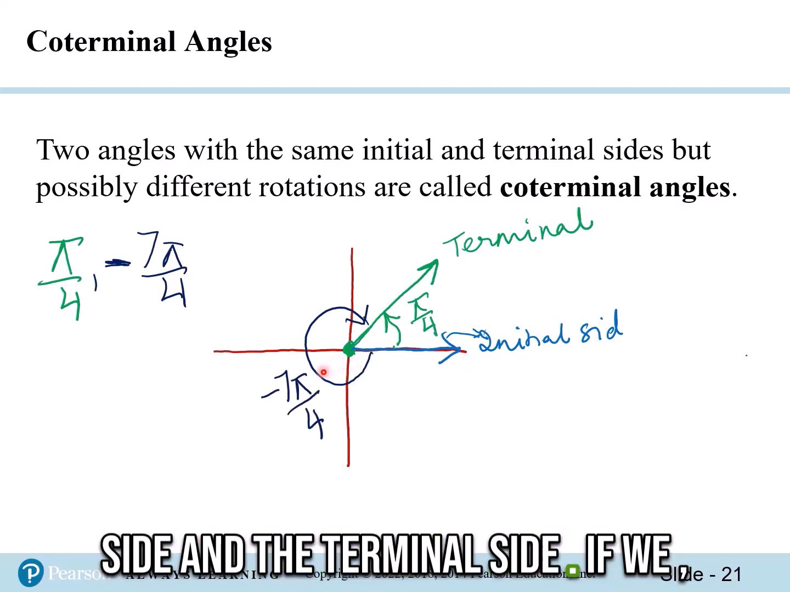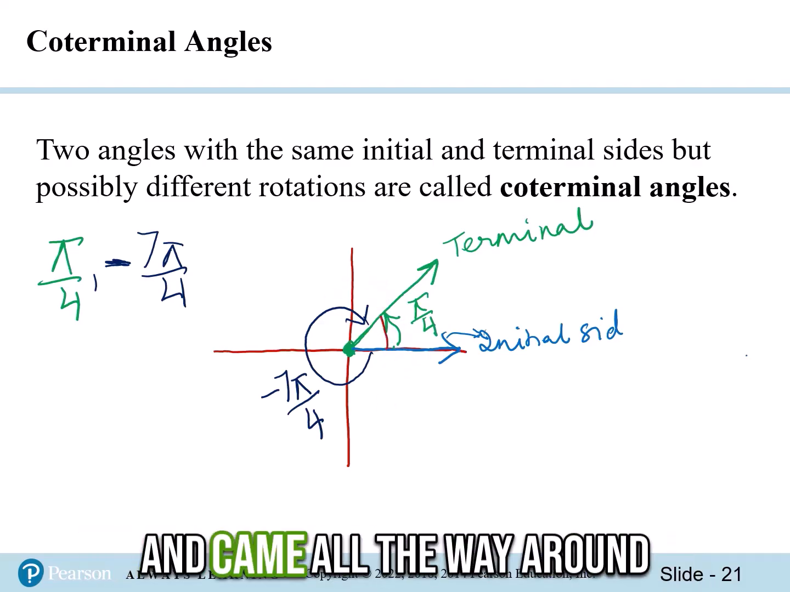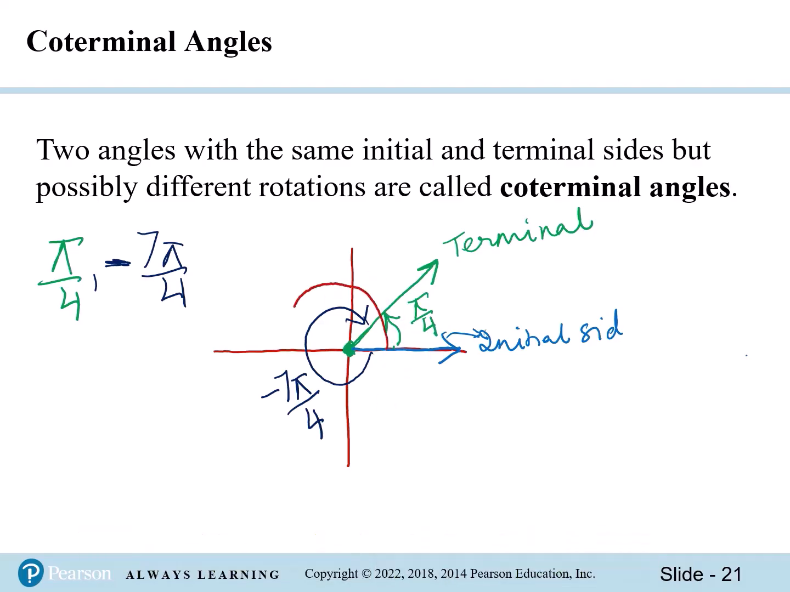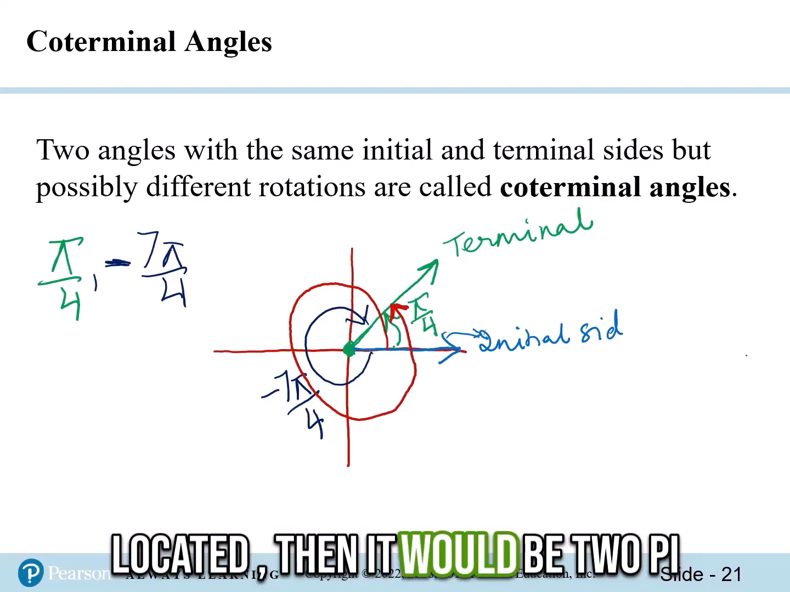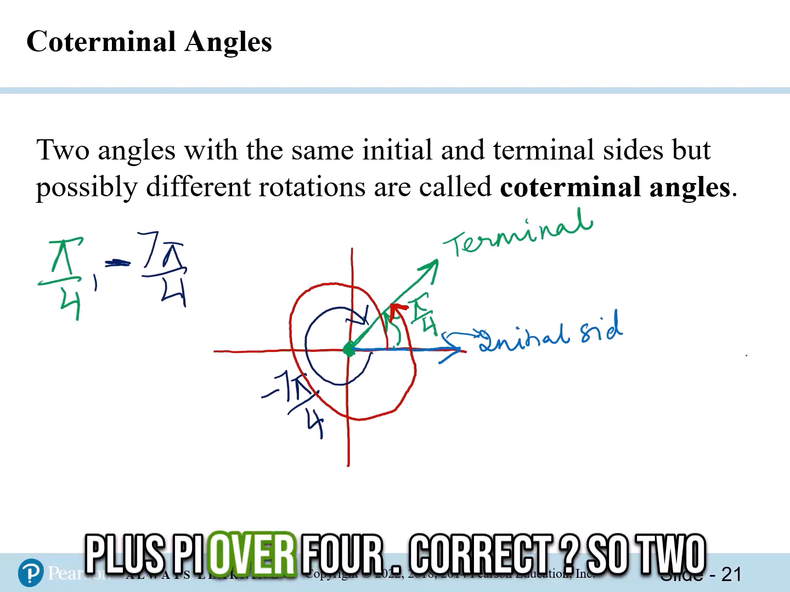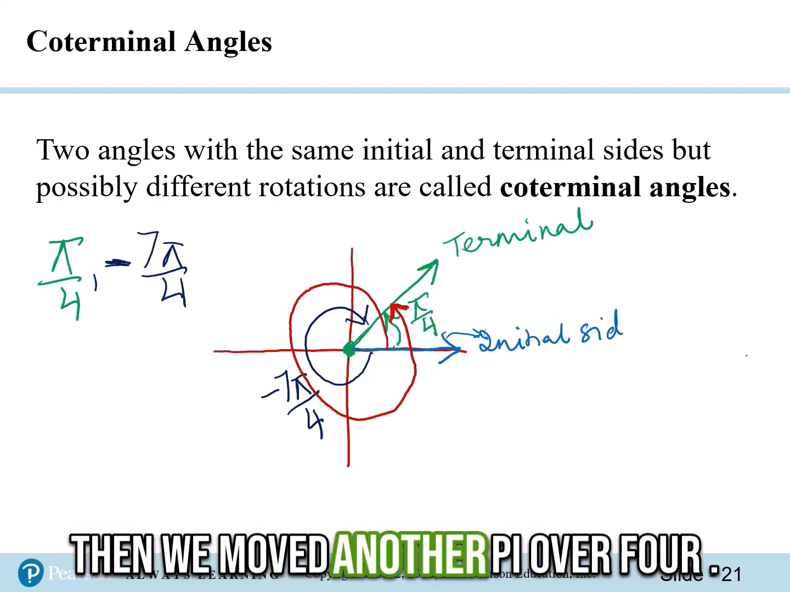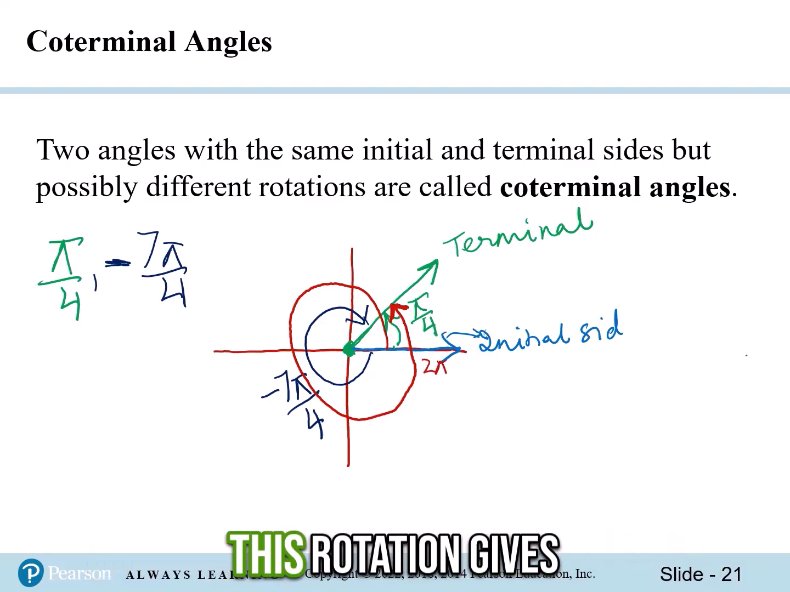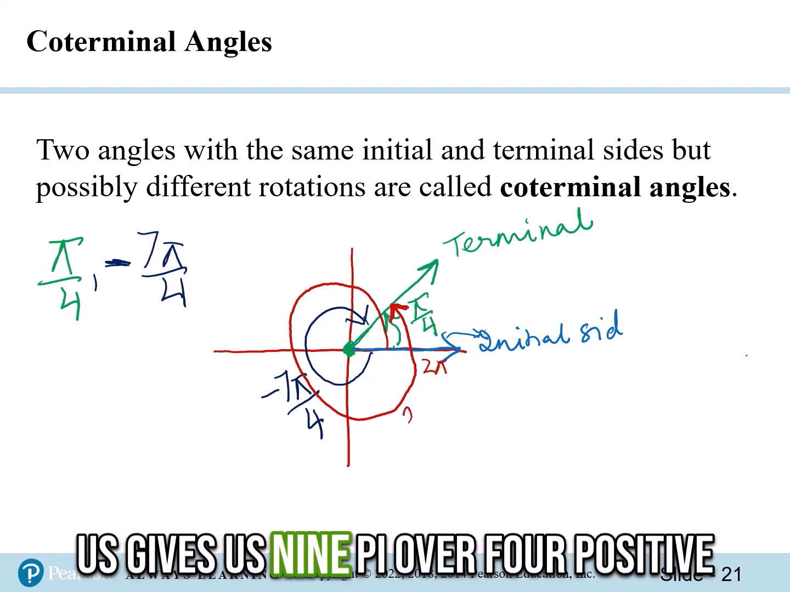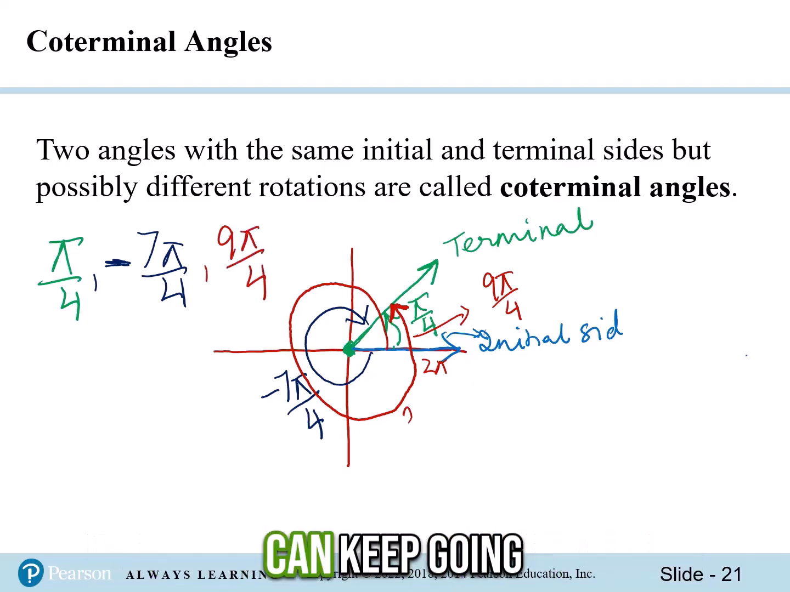If we moved in the counterclockwise direction and came all the way around, coming to stop wherever the terminal side is located, then it would be 2 pi plus pi over 4, correct? So we completed 2 pi here, and then we moved another pi over 4. So that would be 9 pi over 4. This rotation gives us a 9 pi over 4 positive angle. That's another coterminal angle. And we can keep going.